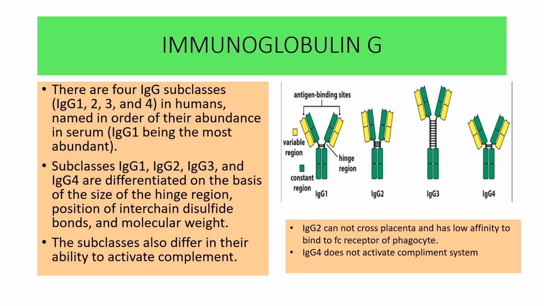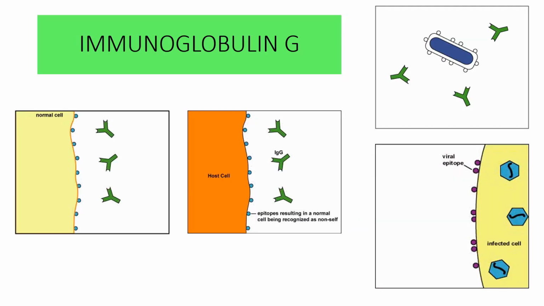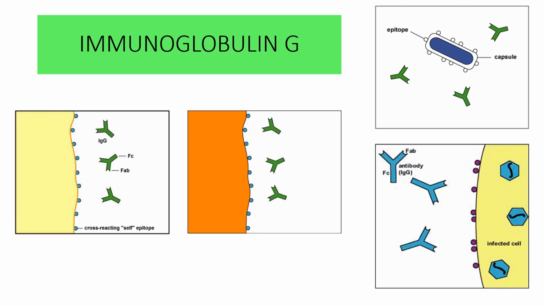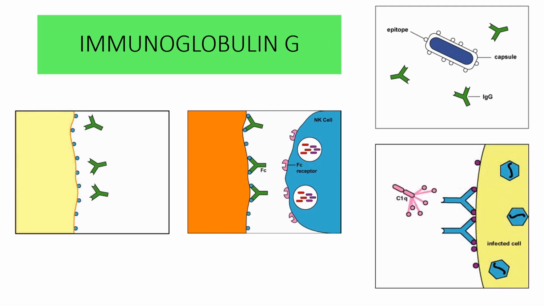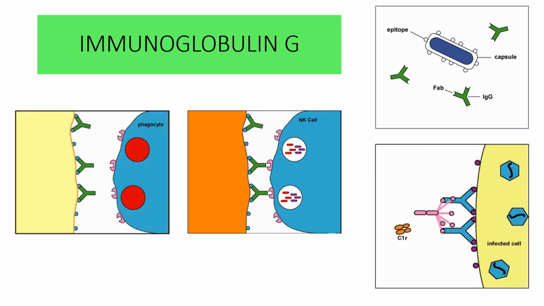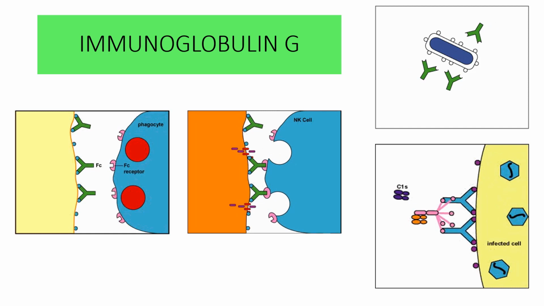The subclasses also differ in their ability to activate the complement system. IgG2 cannot cross the placenta and has low affinity to bind to the Fc receptor of phagocytes, whereas IgG4 does not activate the complement system. The others can.